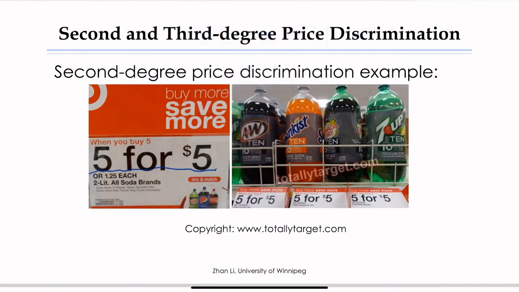So what you can see here is the unit price is $1 for 1 can of soda. Right? Now, if you just buy 1 soda, then you will pay 1.25 for 1 can. So this is the second degree price discrimination because it means price changes according to quantity demanded. To be more specific, if you have larger quantity demanded, then your price will be lower.